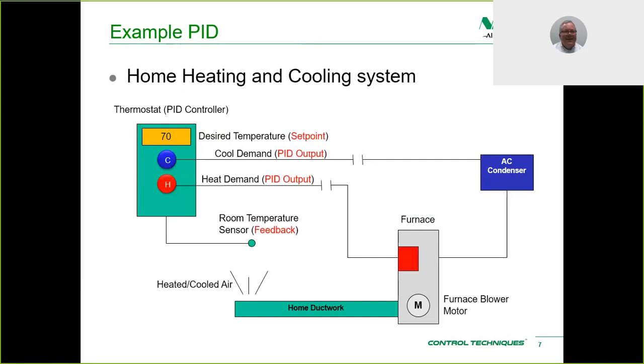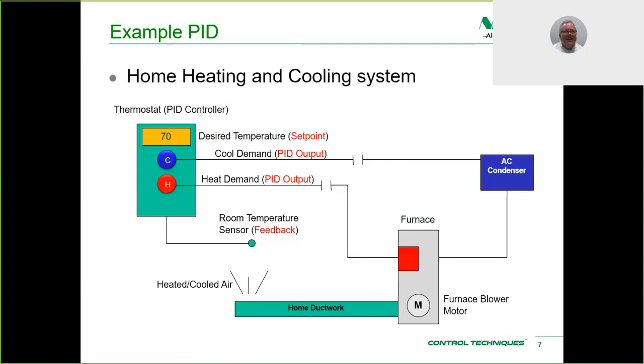Now, an example would be your home heating and cooling system in your house. It's a closed loop system in the sense that the thermostat in your house could be considered the PID controller. That thermostat has a set point. Well, that's your desired temperature. Now, when that temperature, as measured by a feedback sensor, room temperature sensor, when that set point is deviated from, it gets too hot or it gets too cold, the thermostat here determines whether the cooling demand or the heating demand needs to be applied. So in the case of the cooling demand, now this is a digital output here, and that's another alternative here. Today I'm using an analog style PID controller, but understand that a thermostat is an example of a PID controller that has a digital output instead.